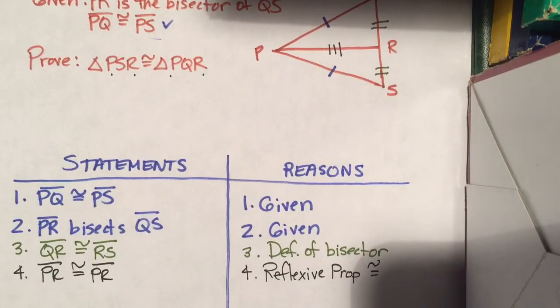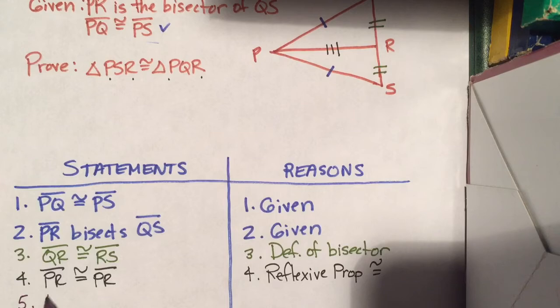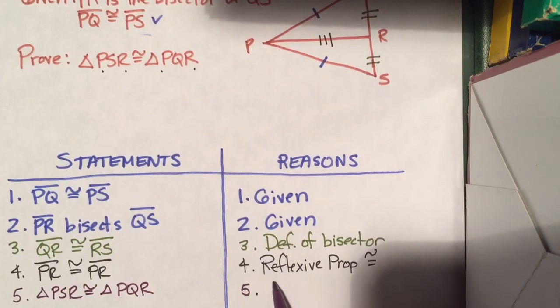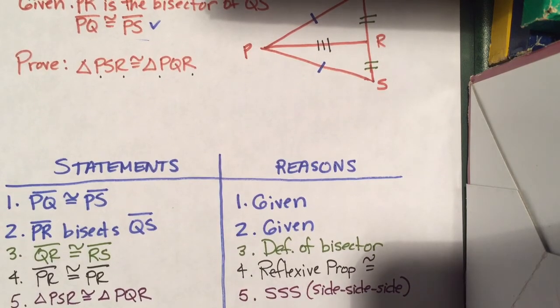And now look at my 3 triangles. I'm ready to close this up. I've got the 3 pieces necessary to prove. So now I can go ahead and say triangle PSR is congruent to triangle PQR. And this one is by the side-side-side congruence. I've proven that all 3 sides are congruent. So there you go. We've just proven those 2 triangles.